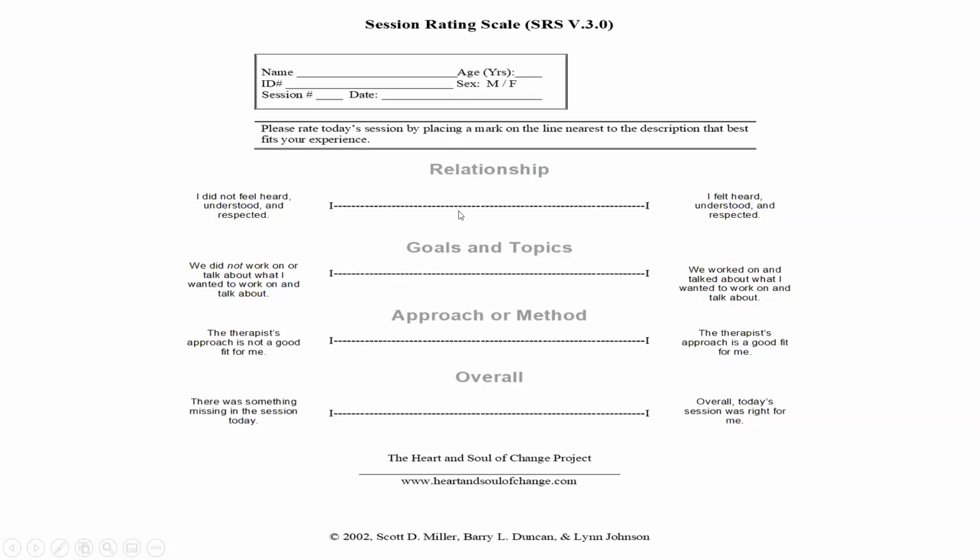What was it that, was there something that could have gone better as far as that goes? Or goals and topics. Was there something that you wanted to talk about that we didn't get to? What is... You're doing this at the end of the session. Yes. What happens if it's mostly negative? You would want to address it right then, but you might have a meeting or another patient waiting.